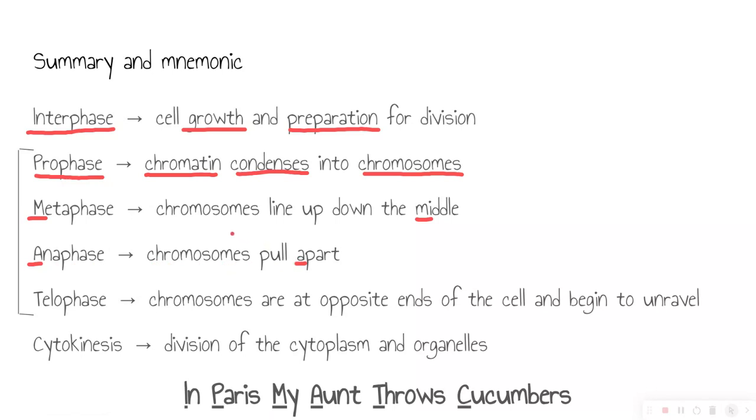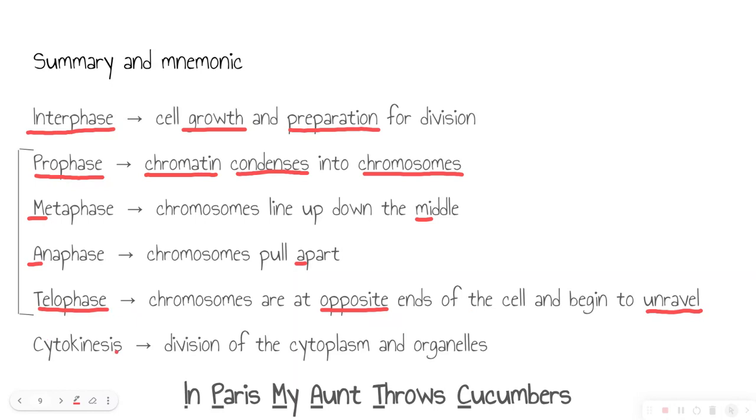And then our last phase of mitosis is telophase. And in telophase, those chromosomes are going to be at opposite ends of the cell. They're going to begin to unravel into chromatin. And the nuclear envelope is going to begin to reappear. And sometimes it's hard to tell when you're looking at a cell going from anaphase to telophase. But if you can see that nuclear envelope beginning to form, then you know you are in telophase. And that's the last phase of mitosis.